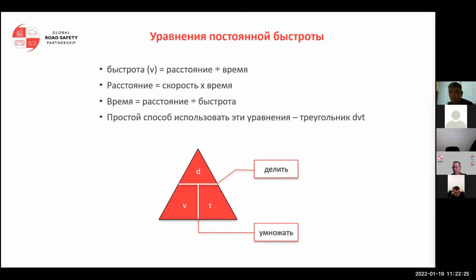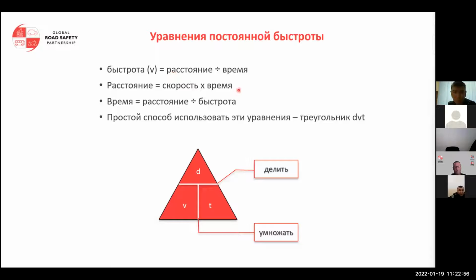And the equations themselves. Those units are the ones we're going to be using, and we have three equations. To calculate velocity, it's distance divided by time. To calculate distance, it is velocity multiplied by time. To calculate time, it is distance divided by velocity.